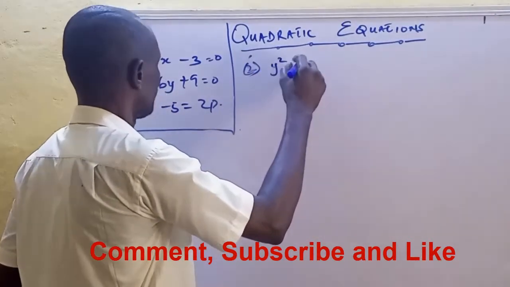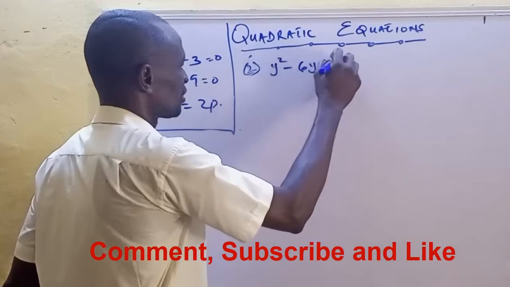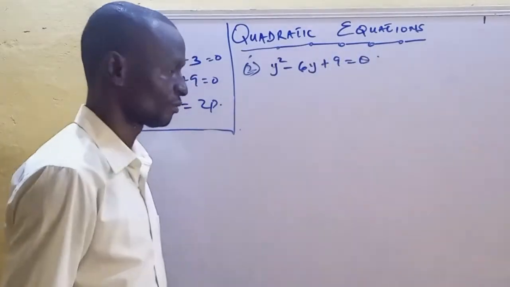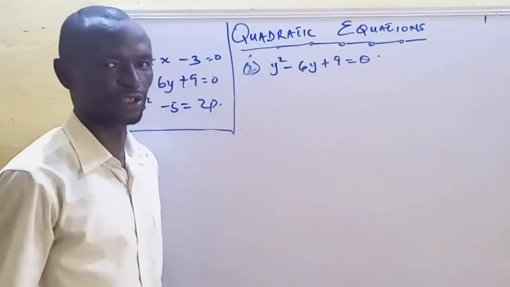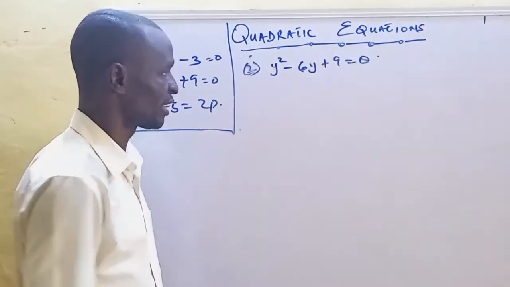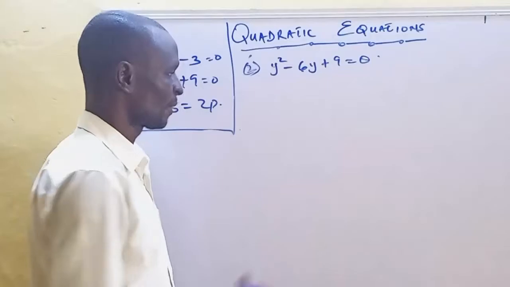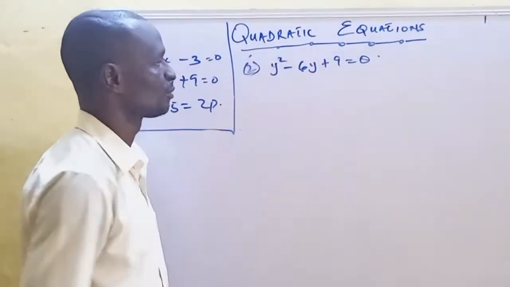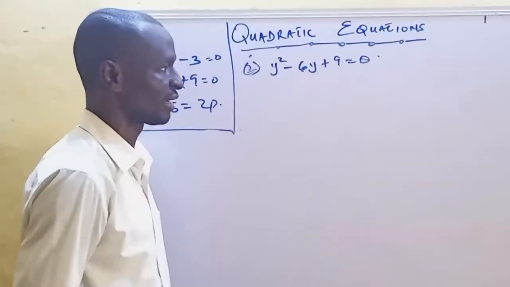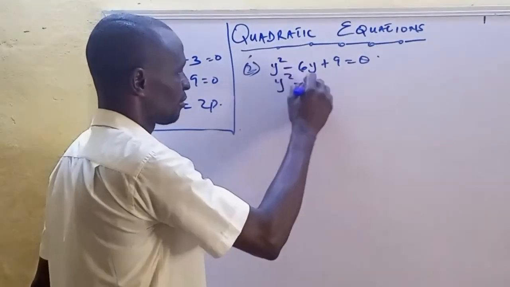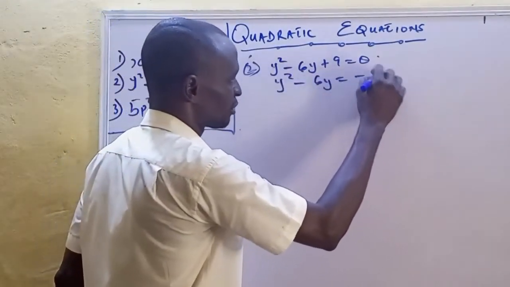y squared minus 6y plus 9 is equal to 0. Remember, our first step is to divide through by the coefficient of y squared, which is a. In this case it is 1. So we can continue to step 2. In step 2, we move our constant to the other side, so that y squared minus 6y is equal to minus 9.